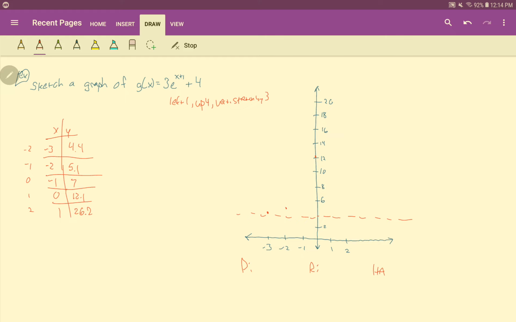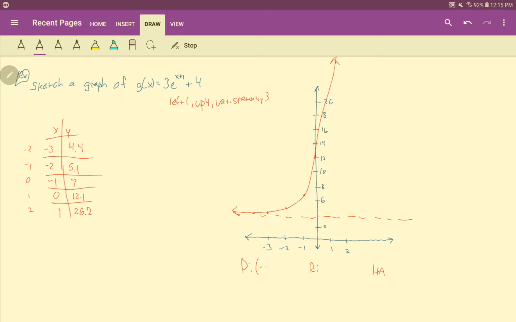right there. We'll say -1, 7, so like right there. 0, 12.1, so like right there. I already have the point from a previous time I did this. And then 1, 26.2, well, you get the idea. It'll be somewhere up there, so again, we kind of ran out of space. Okay, and then voila, there is our curve.